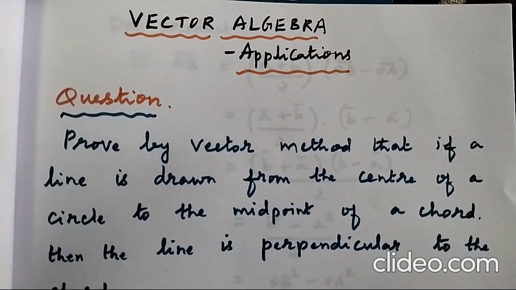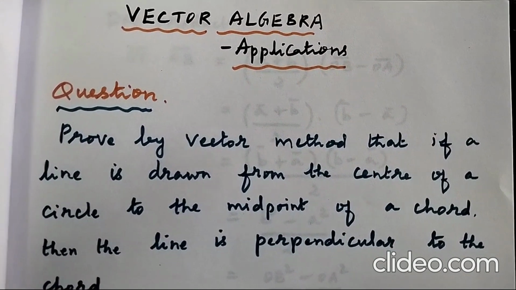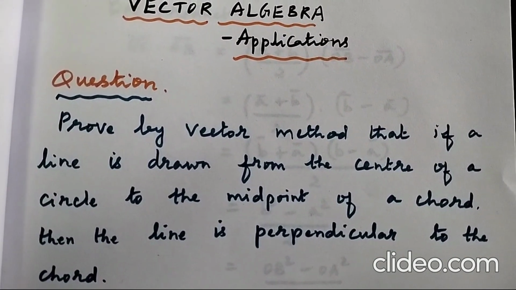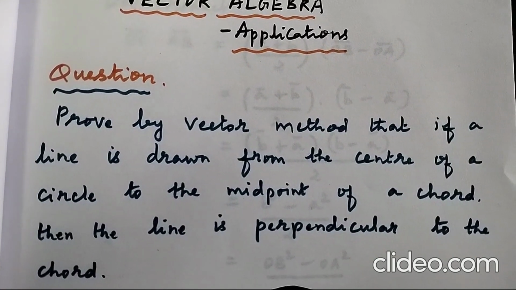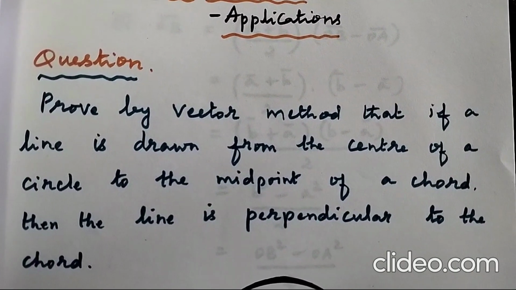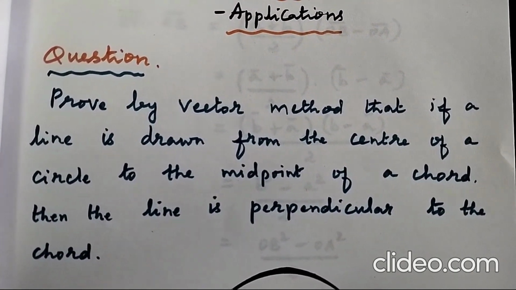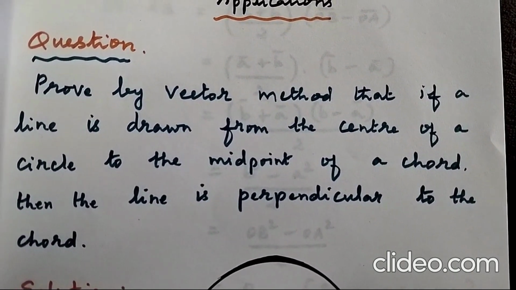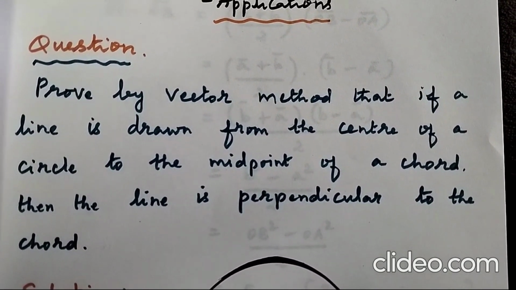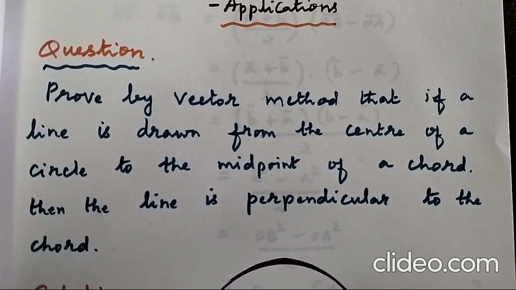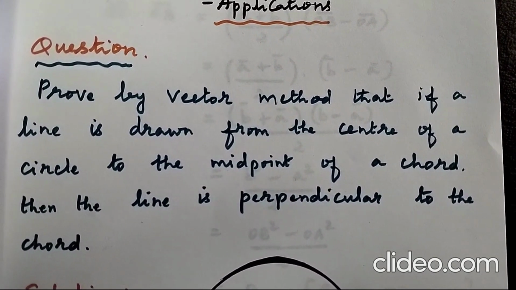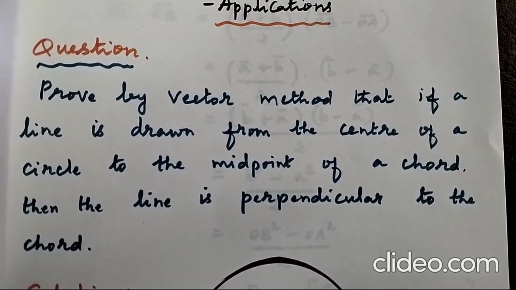Let us understand applications of vector algebra through a question. Here the question is given as: prove by vector method that if a line is drawn from the center of a circle to the midpoint of a chord, then the line is perpendicular to the chord. Again I repeat, prove by vector method that if a line is drawn from the center of a circle to the midpoint of a chord, then the line is perpendicular to the chord.